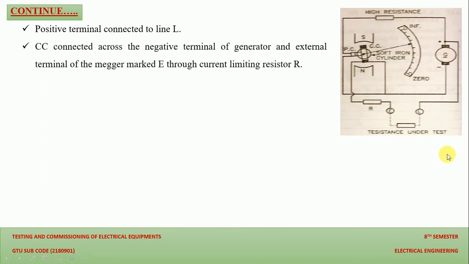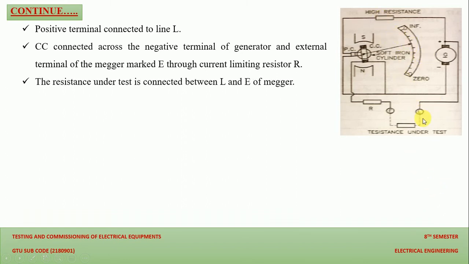The current coil and pressure coil are both placed between the magnet, and this is the generator that we rotate by hand at a particular speed. Here you can see the CC, the current coil, connected to the negative terminal of the generator. This negative terminal is connected with the CC coil and the external terminal of the Megger marked E, through a current limiting resistance. Both are provided for protection purposes.